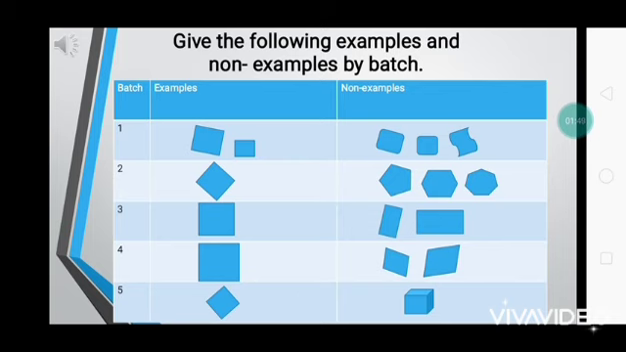Batch 4, all the angles are right angles. So the example of batch 4 is the square because the square has right angles. While the non-example of batch 4 is the rhombus. You see, the angles of the rhombus are acute and obtuse angles. And batch 5, it is a plane figure. The example of batch 5 is the diamond. So you see, the diamond is a plane figure. And the non-example is the box. Box is a solid figure.